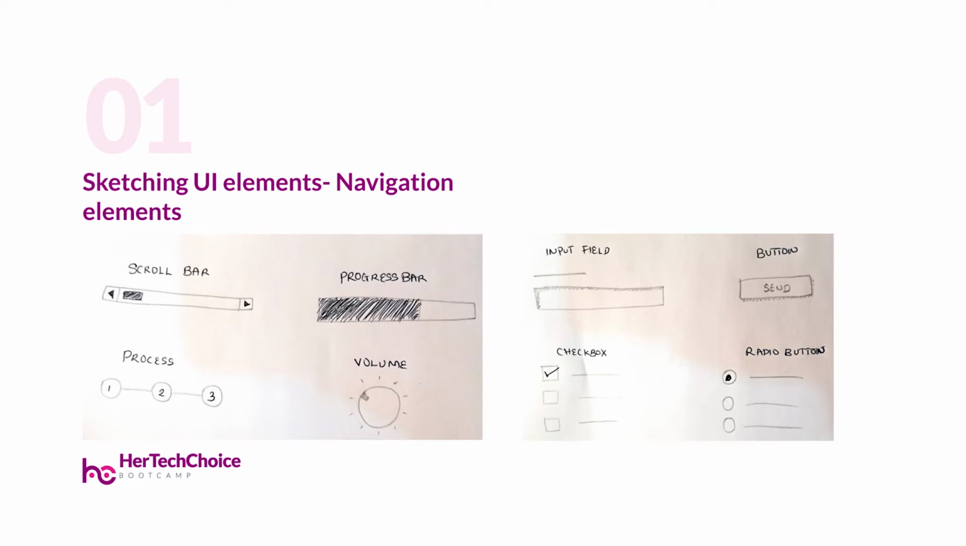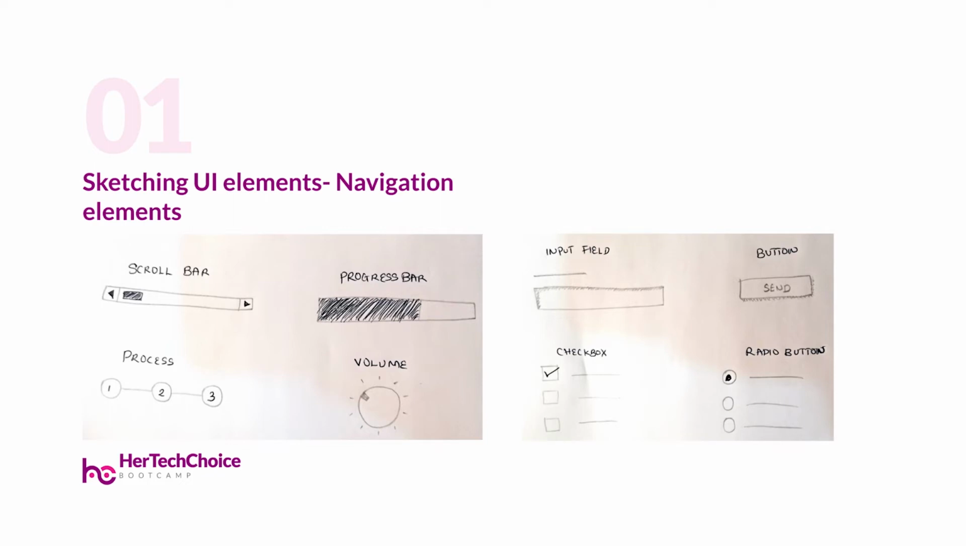Still on sketching UI elements, we are sketching the navigation elements. For example, the scroll bar consists of empty rectangles and a shaded rectangle, and a set of triangles. We have the progress bar, which has an empty rectangle and a shaded rectangle. Then the process bar consists of a circle and numbers and a line. Yes, I'm just picking out basic shapes that make up these elements. Then there's the volume, which consists of a circle, a shaded rectangle, and lines.